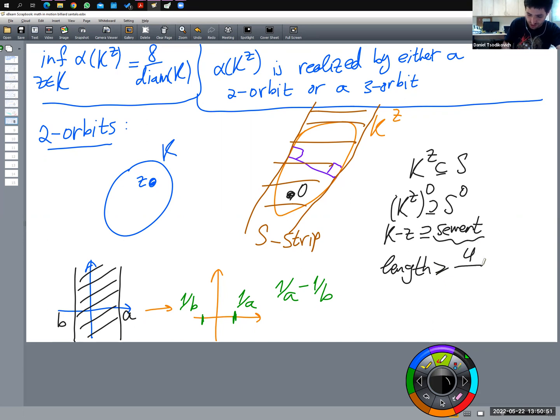In this case, it's actually equal, because... no, I don't know, it's equal. 4 over the width of S. But if we have a length segment contained inside K minus Z, then its length is at most the diameter. So we see that 4 over the width of S is at most the diameter of K.